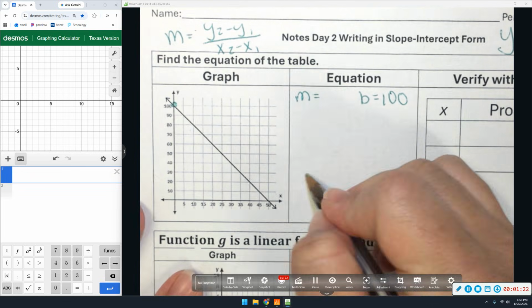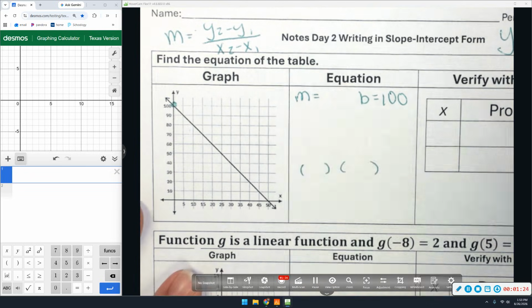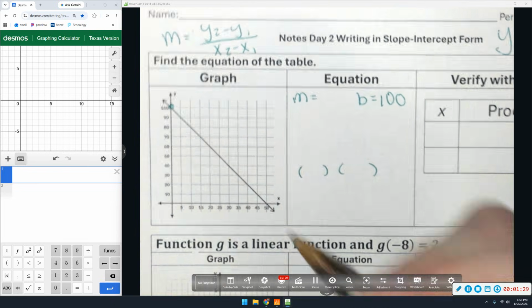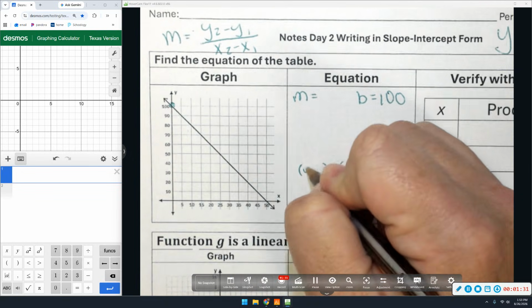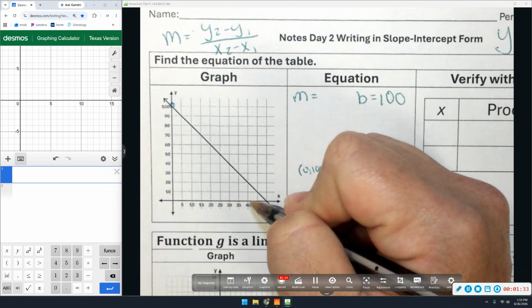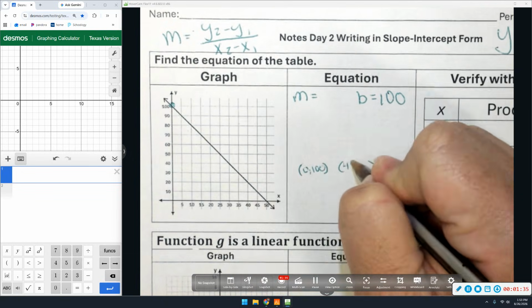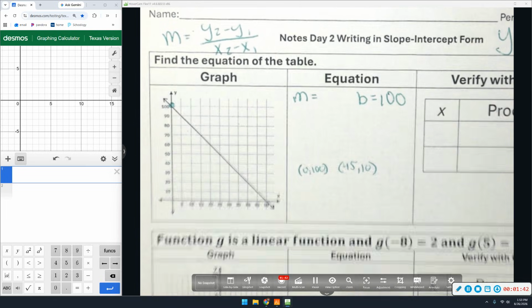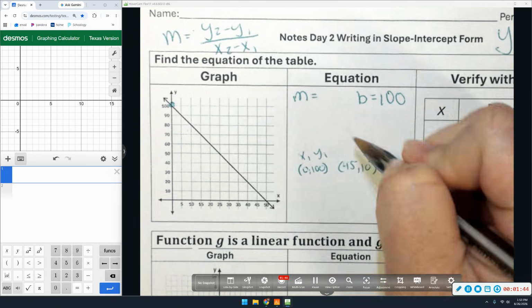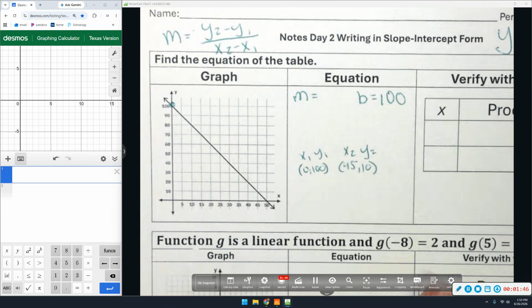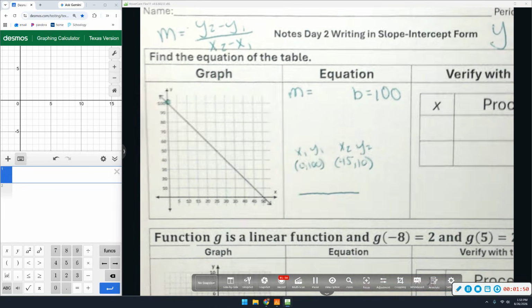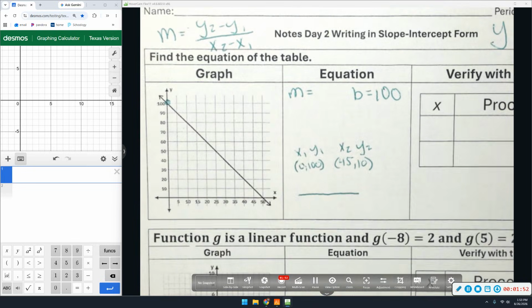So we're going to pick 2 points. Somebody tell me a point. A pretty point. 0, 100 is a good one. And then you said 45, 10. Okay, so this is going to be my x1, y1, x2, y2, and we're going to plug it into that.